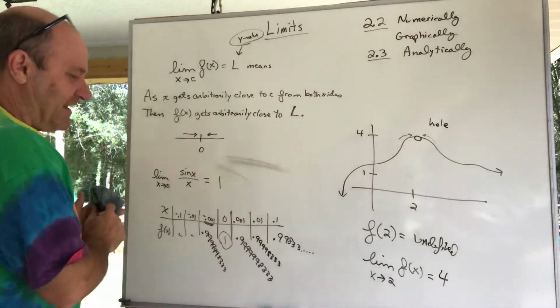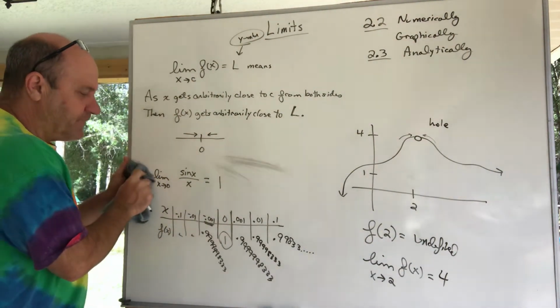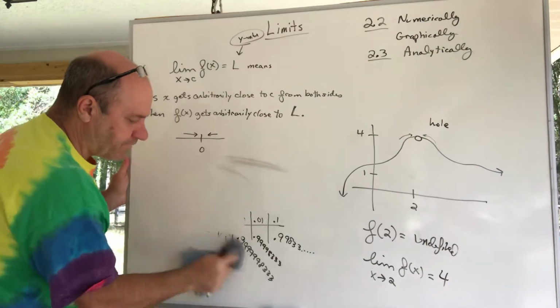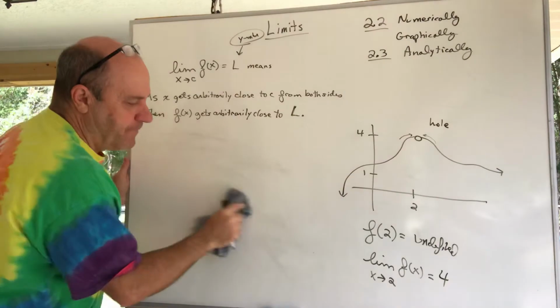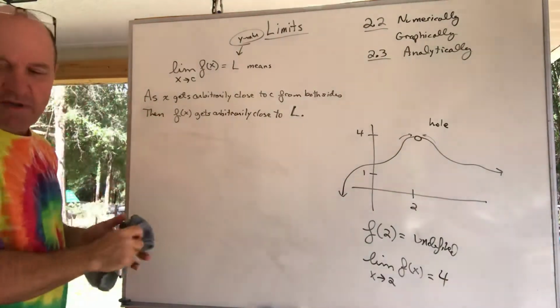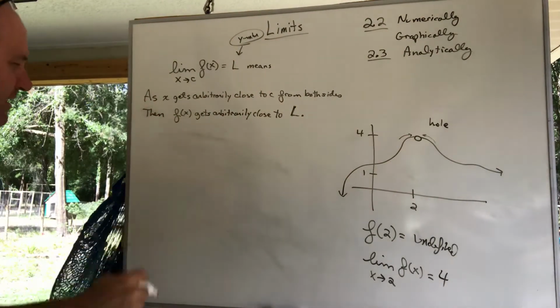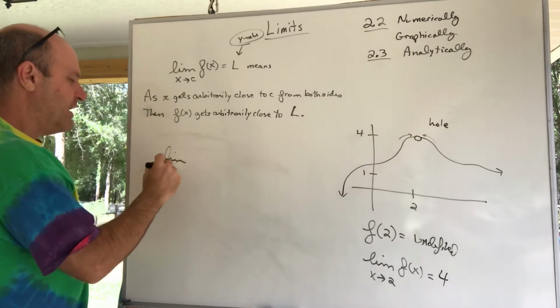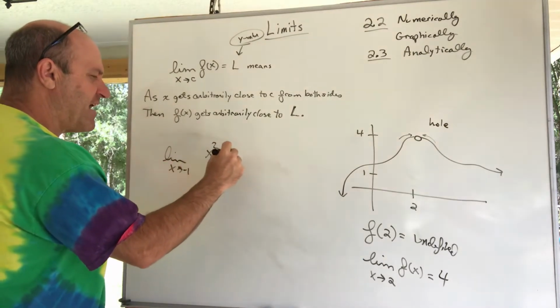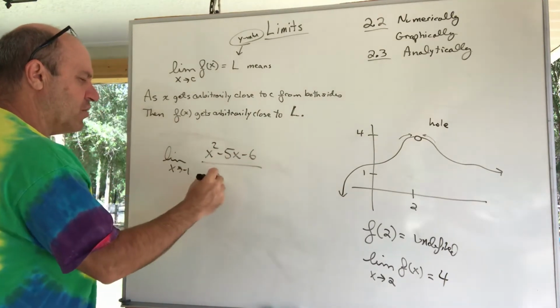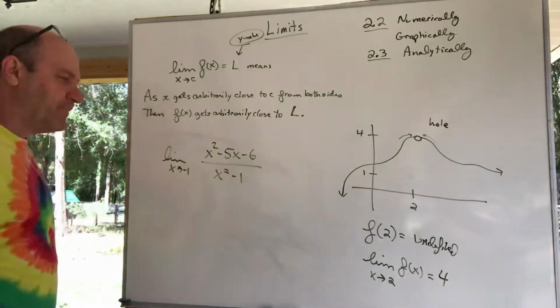Let's do one analytically. I'm going to erase these, and I'll do a problem analytically. And so it's this classic problem. I made up this problem. I want to do the limit as x approaches -1 of x squared minus 5x minus 6 all over x squared minus 1.